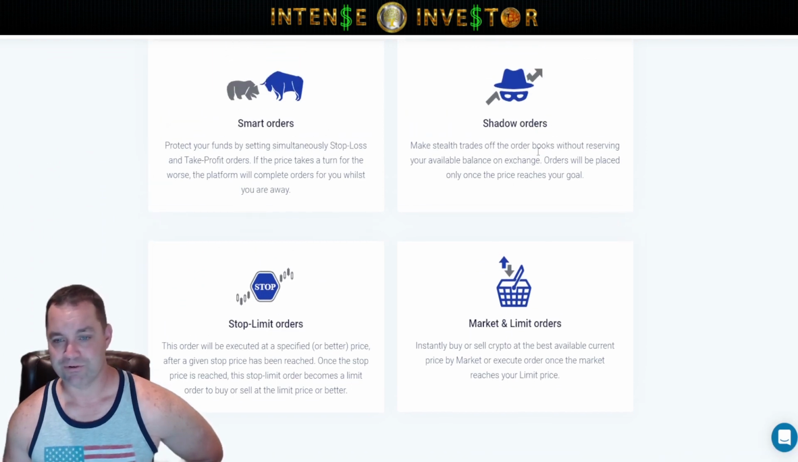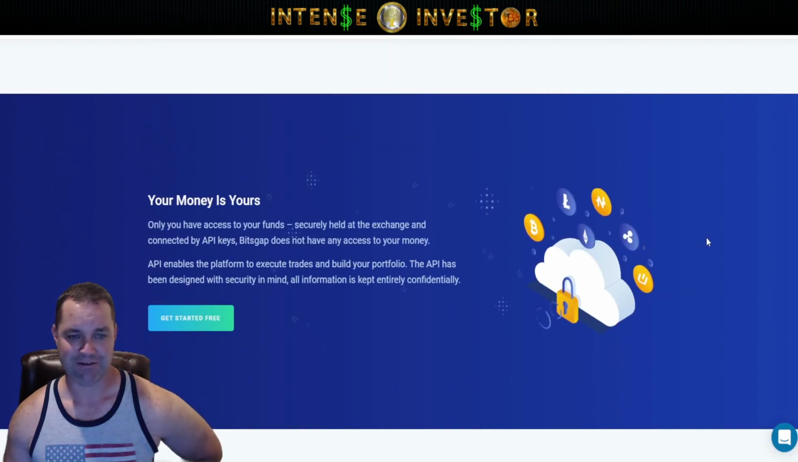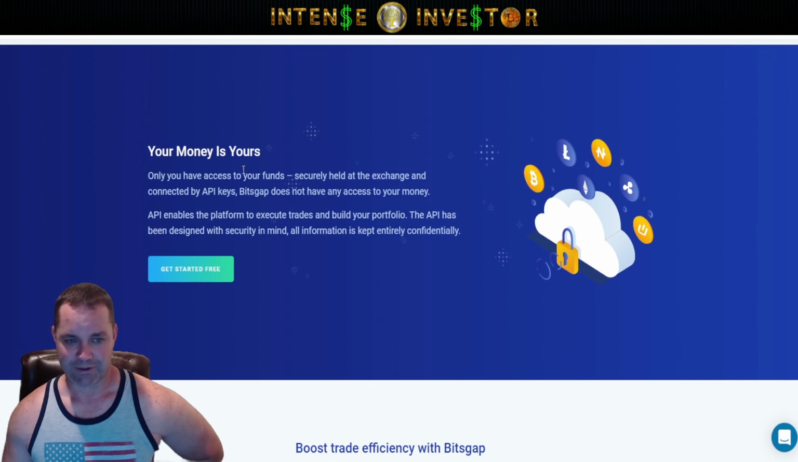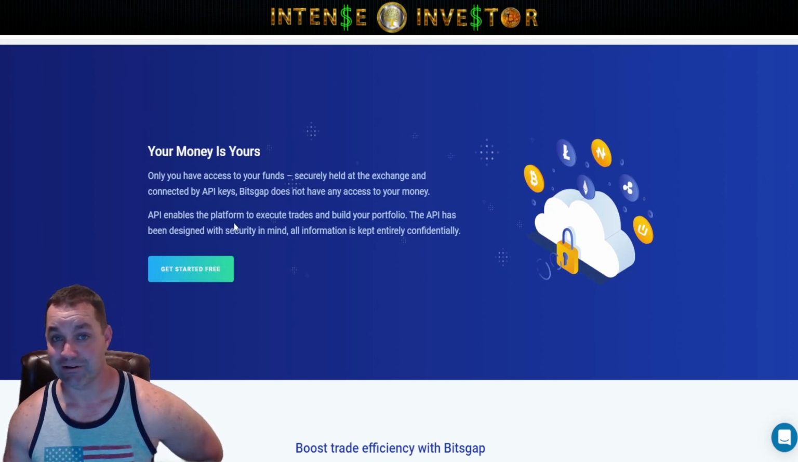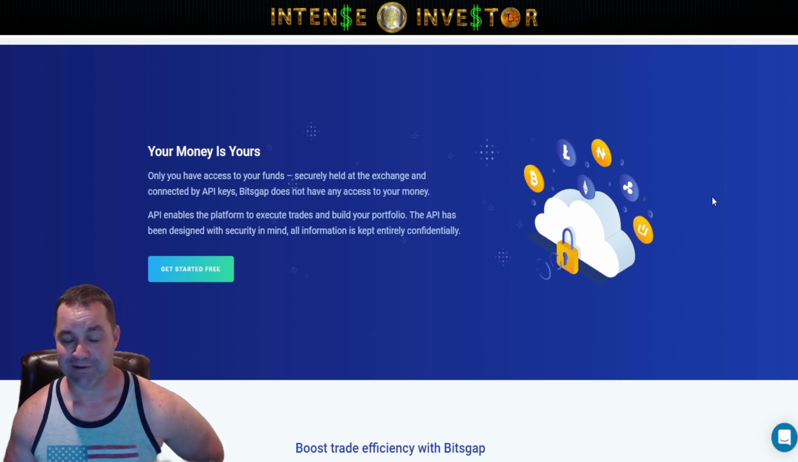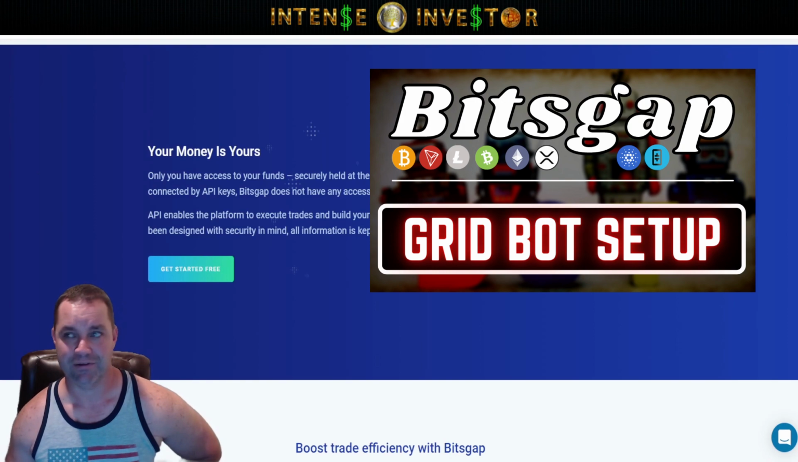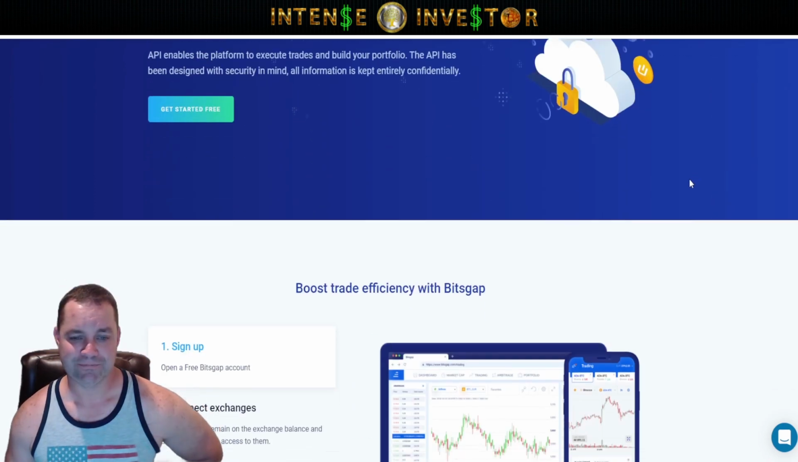You can do smart orders, shadow orders, stop limit orders, market and limit orders. I'll go over that a little bit when we get into the dashboard. And the money is yours. When you get through the demo mode and decide you want to purchase a plan, you can enable the API through your exchange, and that's when you put money on the exchange. I made another video on how to set up the API. It's in my playlist on Bitsgap. You'll see a screenshot flash up. Just find that video and watch it after you get done with the demo.